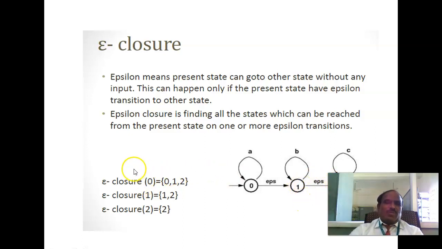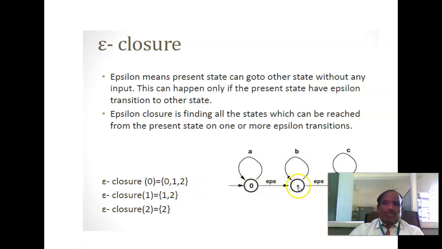So what is the epsilon closure? Epsilon closure is nothing but a collection of all the states reachable by transitioning from one state to another with epsilon edges. Epsilon closure of 0 is 0. By default, 0 is included in the epsilon closure. Wherever epsilon edges move from 0 to another state, this edge moves 0 to 1, so 1 will be added here.